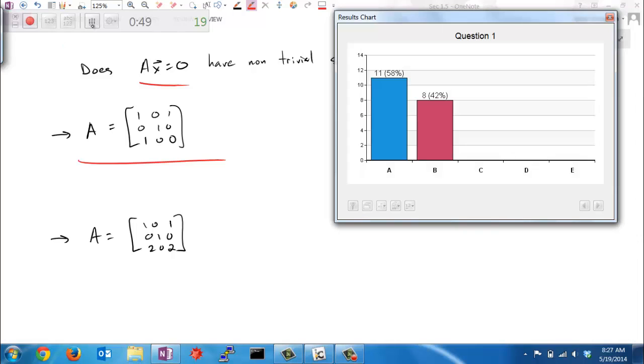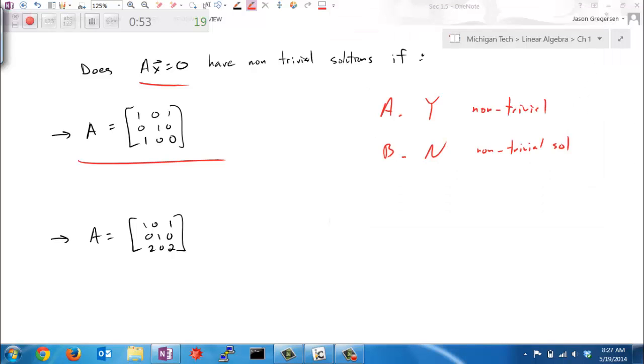Let's take a look now. We're pretty mixed on whether this one has non-trivial solutions or not. All right, how do we tell? Well, if I have this matrix, I can put it into a row reduced form to see if it has free variables or not. So I'm going to do a row operation on this thing. I'm going to leave that first one the same, leave the second one the same. I'm going to eliminate this value. I'll take row 3 minus row 1. I'll get 0, 0, negative 1.